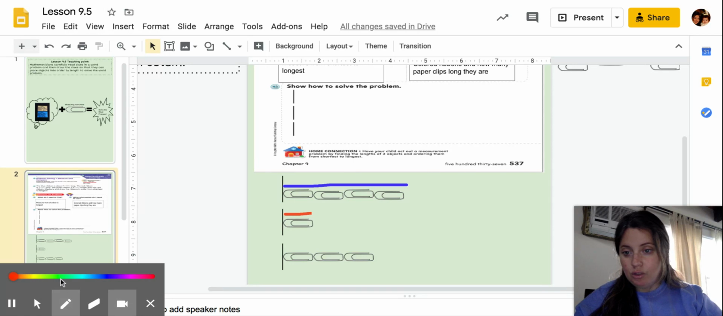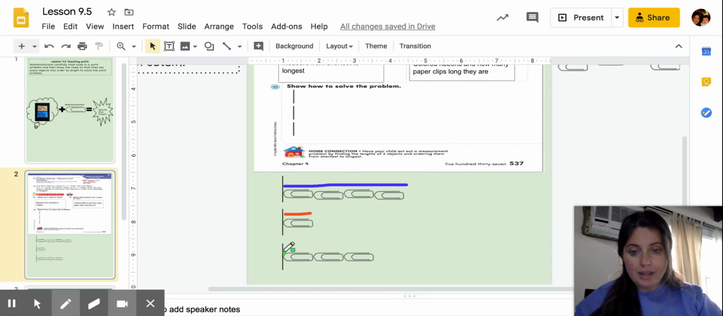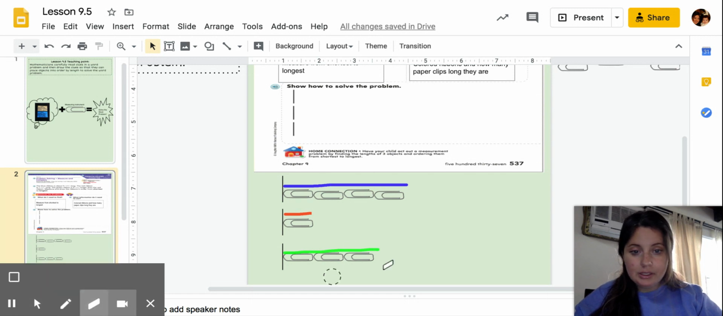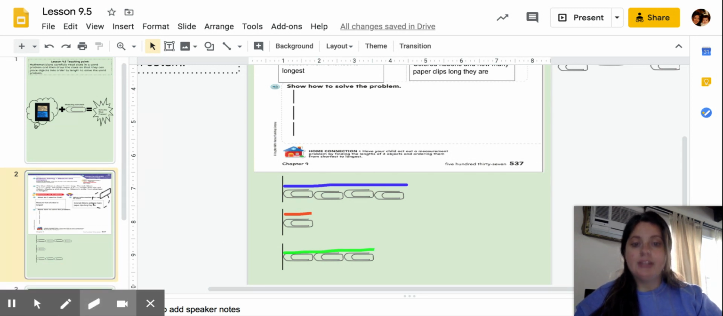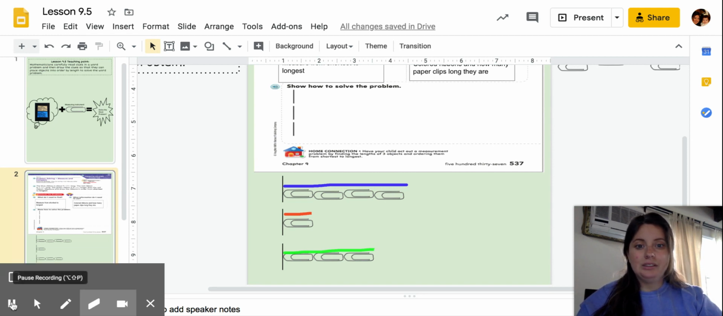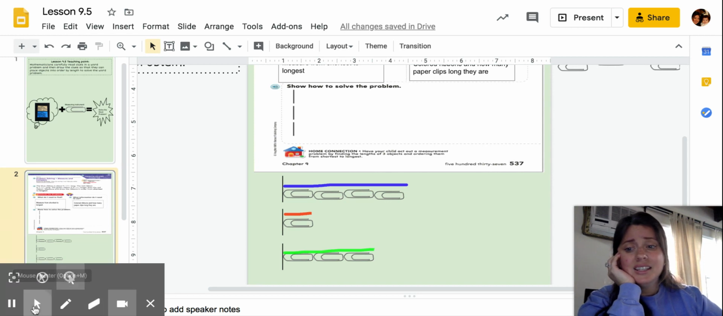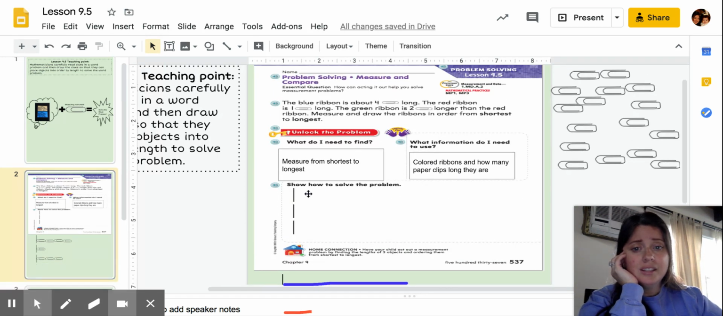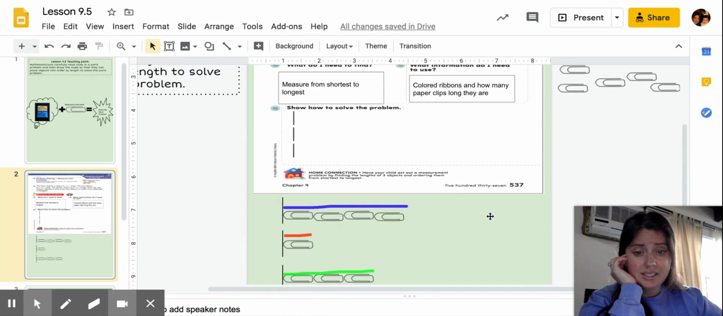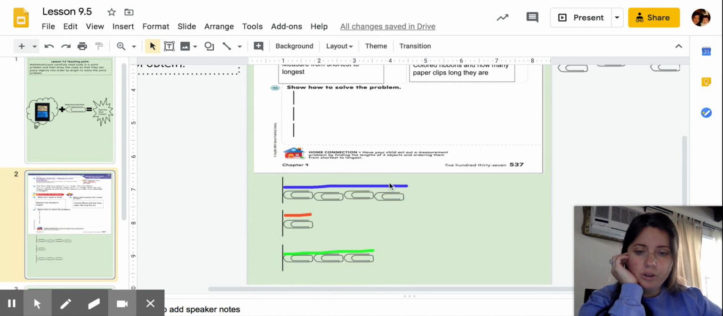And I'm going to use the green marker or pen to show that. Again, I went over a little bit, but I can fix that. All right. Ooh. Look here, though. Am I done solving this problem? Because it says that we need to put it in order from shortest to longest. Are my ribbons in order from shortest to longest? What do you guys think?